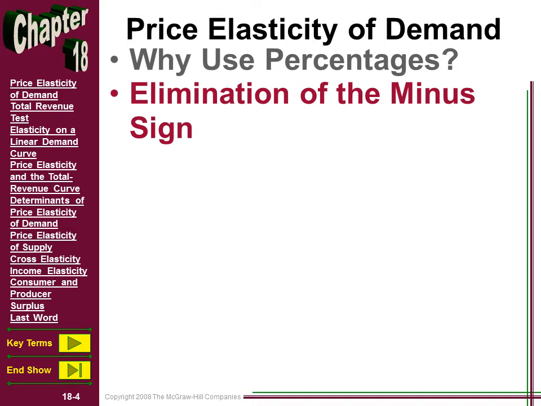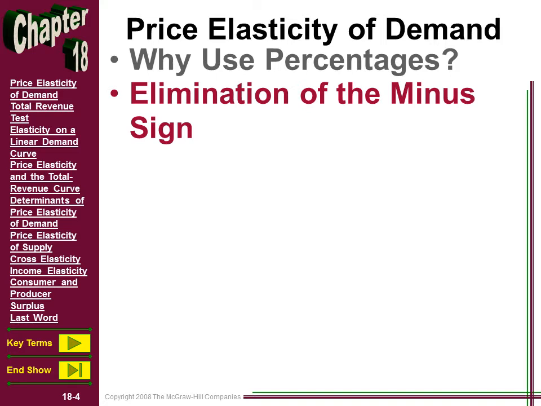Another important idea here is we eliminate the minus sign. If you think about demand, it's a schedule of the various amounts of a good or service or a resource that buyers are willing and able to purchase, at a series of prices for a specified amount of time, ceteris paribus, other things being equal, price the most important determinant. We know that there's an inverse relationship between price and quantity demanded. If price goes up, quantity demanded goes down. If price goes down, quantity demanded goes up.